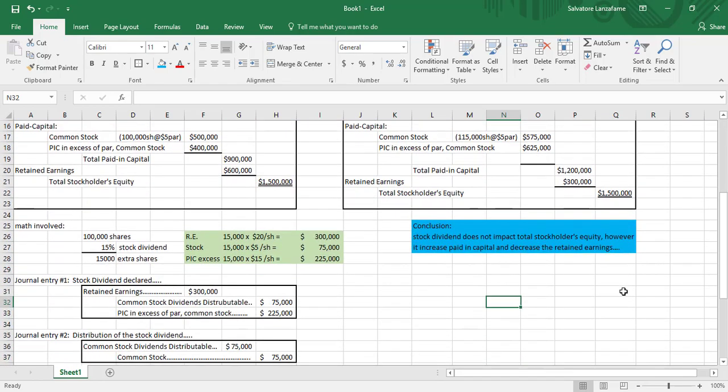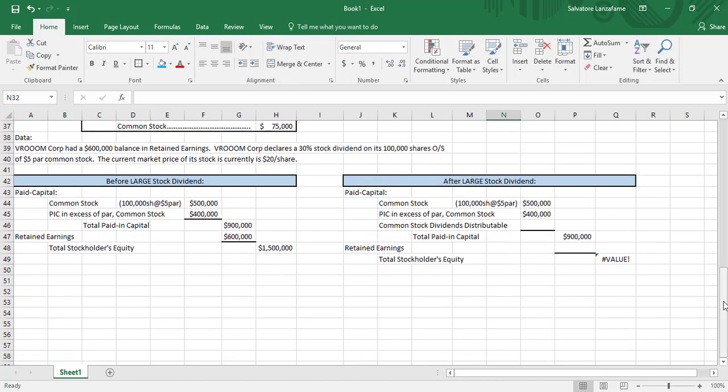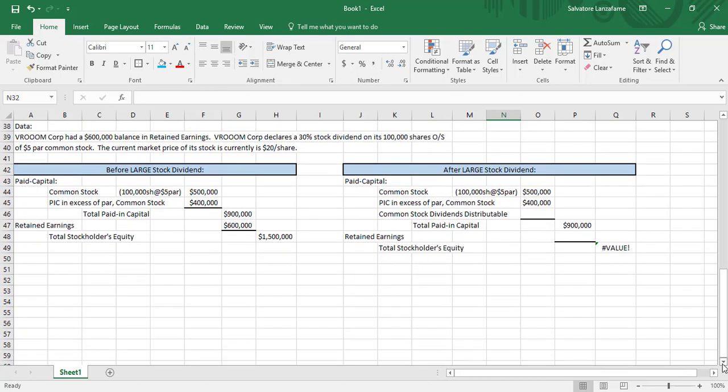So let's look at the same example. Let me scroll down here. And we're going to look at the same scenario as we did earlier, with one little modification. Notice instead of a 15% stock dividend, we now have a 30% stock dividend. Okay? So let's do the math.